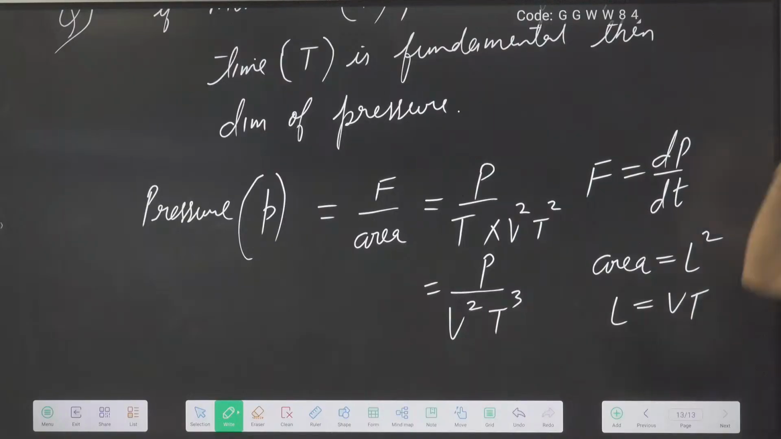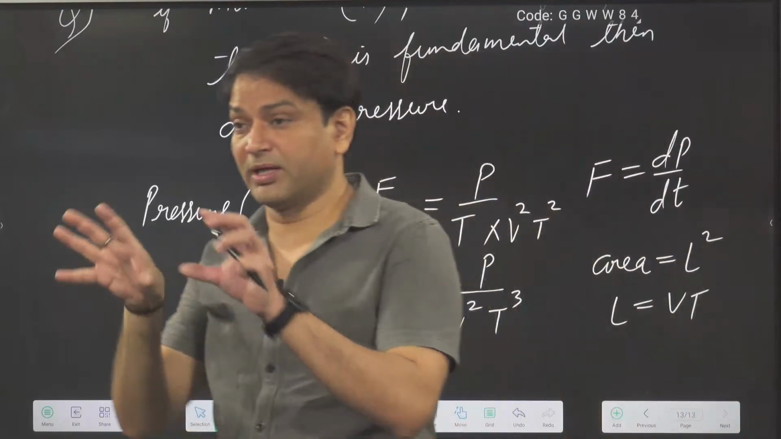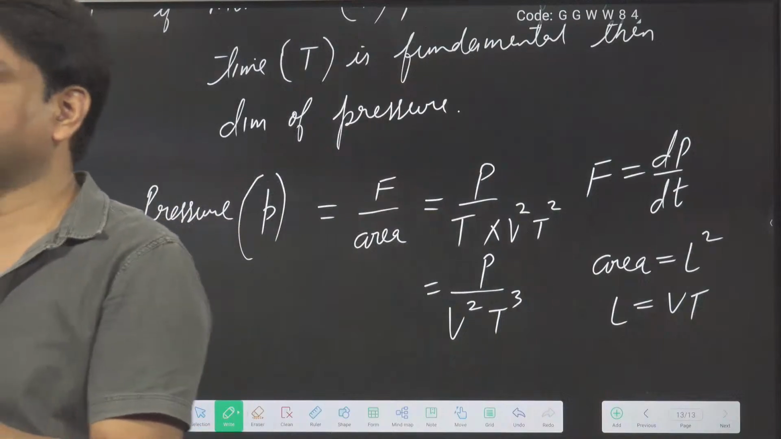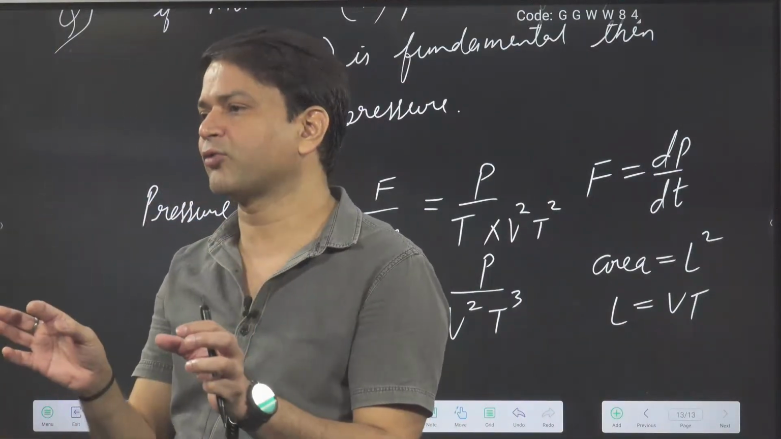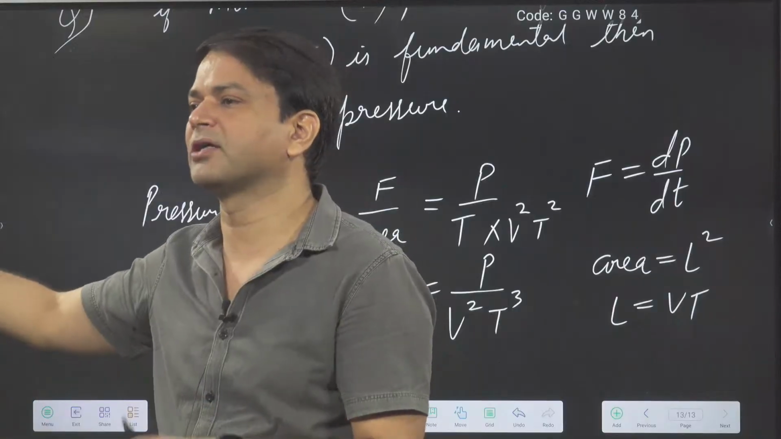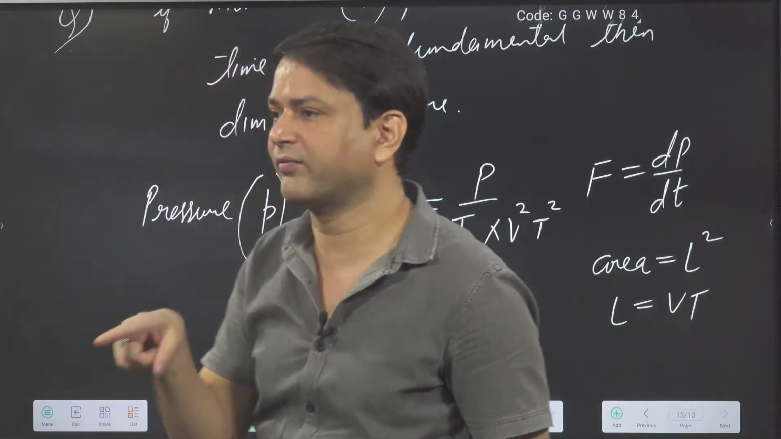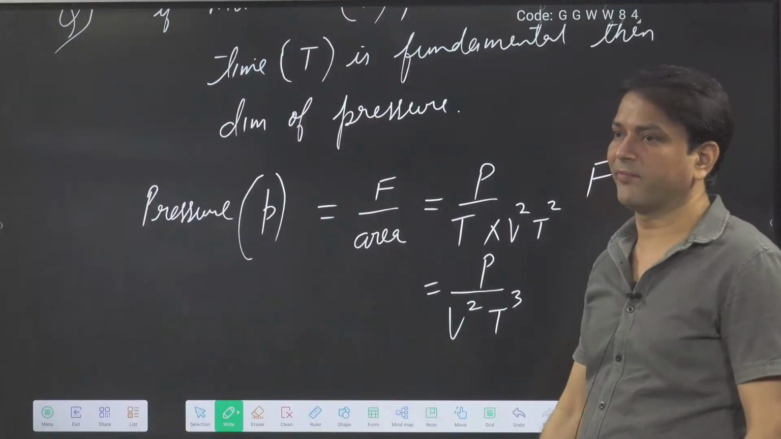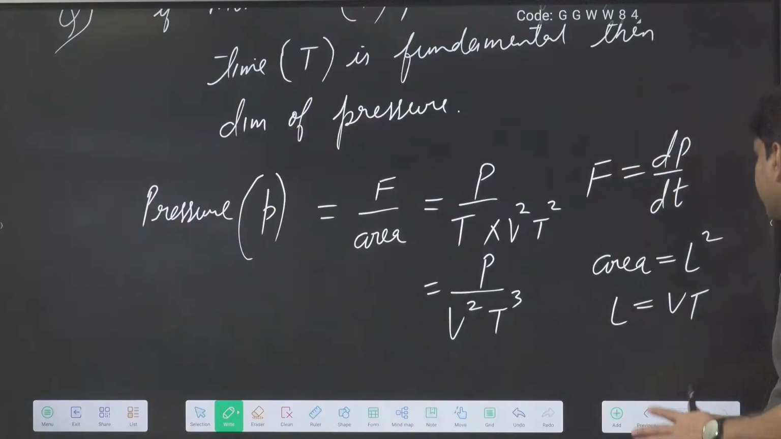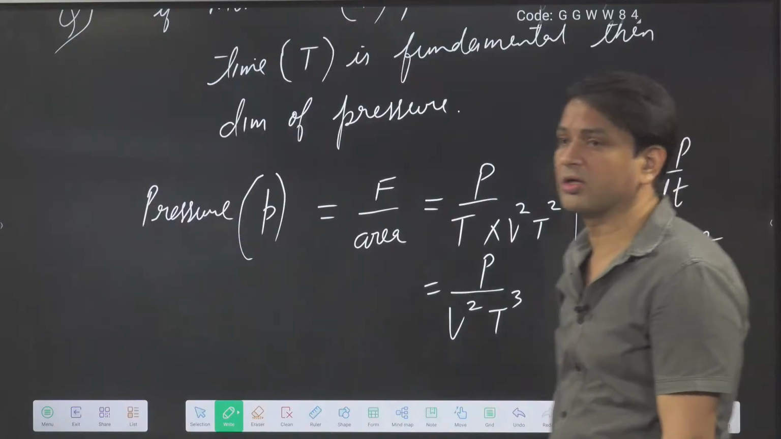So the first method, what I said, if you are comfortable and can directly relate all the formulas, then the first one is the best. It will save your time. But if you are unable to get it from method 1, then you have to go to method 2 and 3. So this problem also you will try with method 2 and 3. So P, V to the power minus 2, T to the power minus 3. Did everybody get it or not?